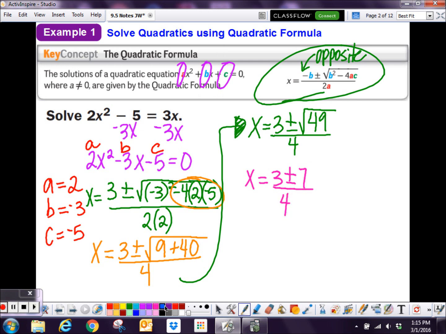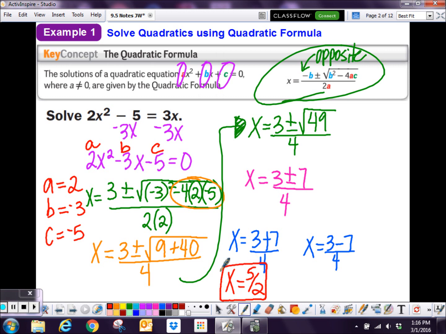All right, now when you get here, when you've gotten rid of everything except just those numbers, we're going to have to split this up. So we're going to have x equals 3 plus 7 over 4, and we're going to have x equals 3 minus 7 over 4. This is where you end up getting your two solutions. So I've got x equals, what is 3 plus 7? 3 plus 7 is 10. If I do 10 divided by 4, that gets me 5 over 2. So there's one solution. Then over here I have 3 minus 7, that's negative 4, divided by 4 is negative 1.